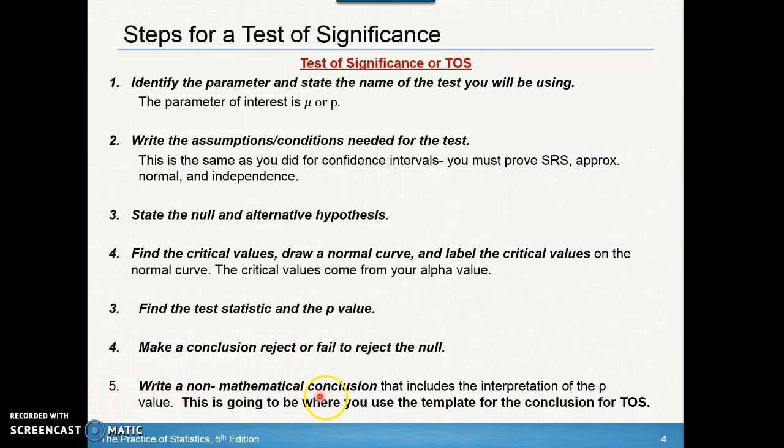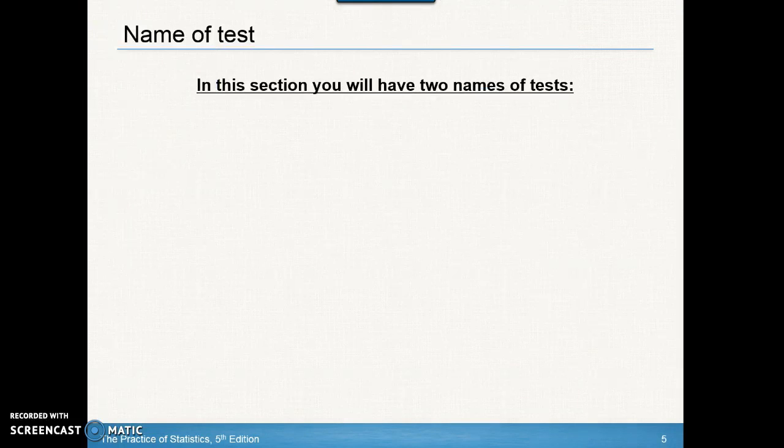Finally, we're going to write a non-mathematical conclusion that includes the interpretation of the p-value, and I'll go over what that is. We kind of looked at that in the last section, and this is where you're going to use the template for the conclusion for your TOS. So TOS just stands for test of significance. Make sure, if it's easier for you, to print that out from Blackboard and have it in front of you as you're doing it, and hopefully once you do it a bunch of times, you will say, hey, this is actually pretty easy.